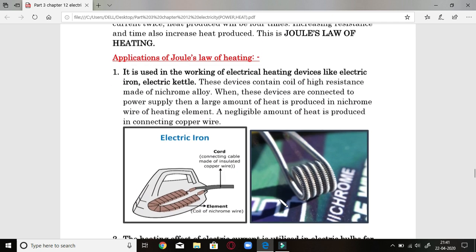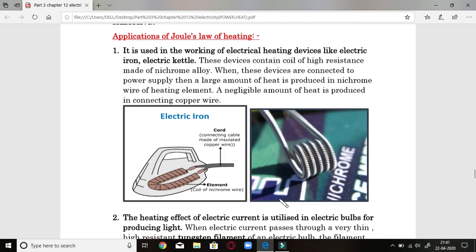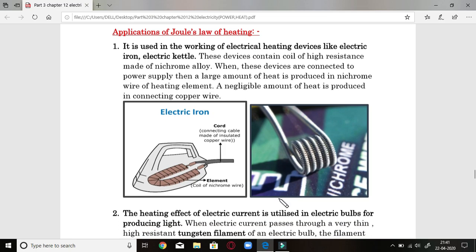Now let us see what are the applications of Joule's law of heating. Okay, first one is that Joule's law of heating, or electrical heating, is used in the working of electrical heating devices like electric iron or electric kettle.